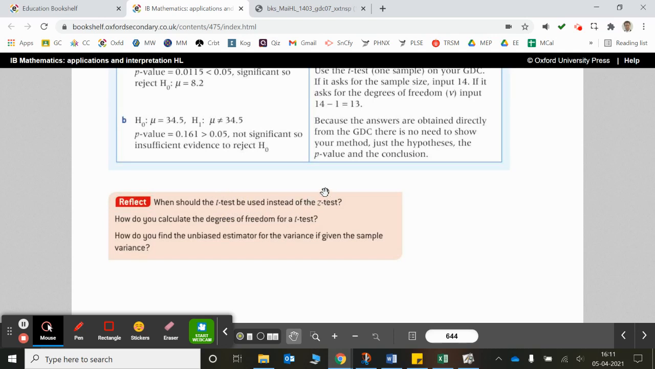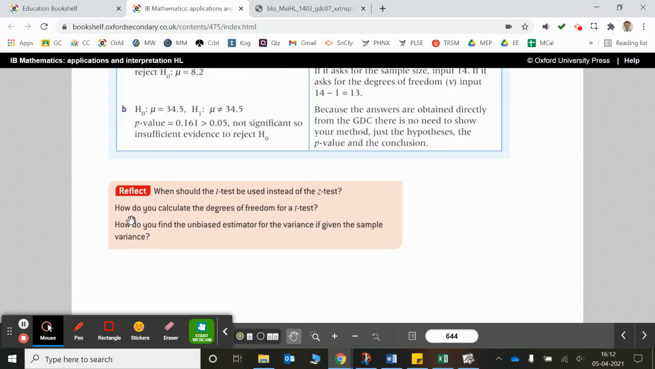So the z-test is often where we start in statistics, but the more often used test later on is this adaptation of the z-test, which is the t-test, where we are now making an unbiased estimate for the population standard deviation based on the sample standard deviation. And we know that that's likely to be slightly larger than the sample standard deviation.